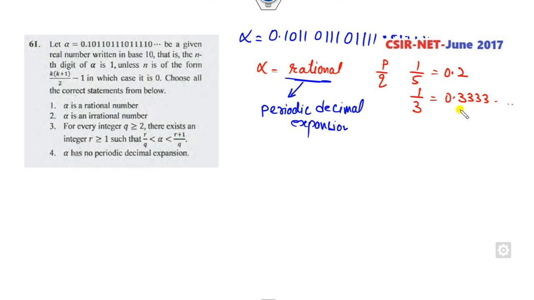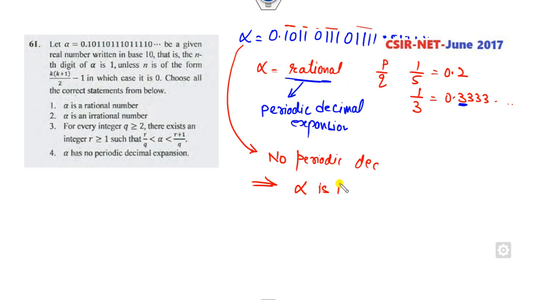Fine. What is the meaning of periodic? Like here, after a certain decimal it repeats, but here you can see it is non-repeating. Firstly 1 0, then 1 1 0 1 1. So it is non-repeating. It is a non-periodic decimal expansion. What is the meaning of that? Alpha is not rational. It means it is irrational. Not rational doesn't mean that it is irrational, but once it's non-periodic, it implies it's irrational. So the second option is correct, first option cancel, fourth option is correct.